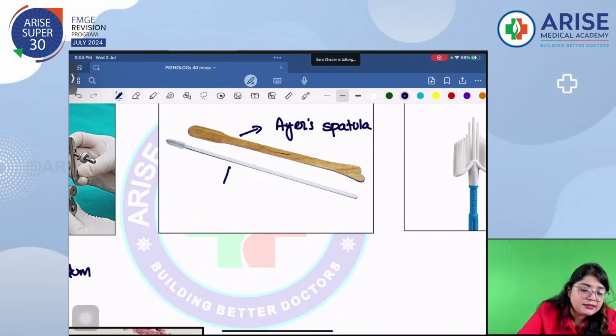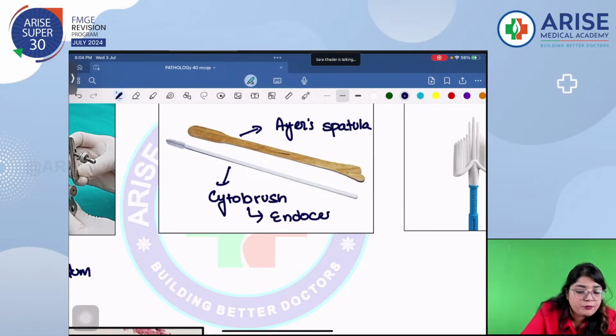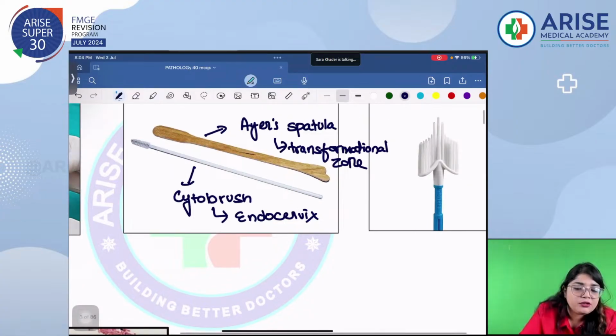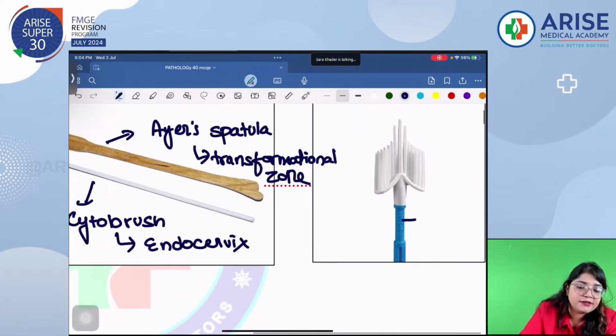Okay, and this is your, which brush is this? Yes, very good. This is your cyto brush. So with the cyto brush, we take the sample from the endocervix. Very, very important to remember. We take the sample from the endocervix, while with your Ayre spatula, we take the sample from the transformation zone. Okay. Then you also have one more brush, which is the cervex brush.